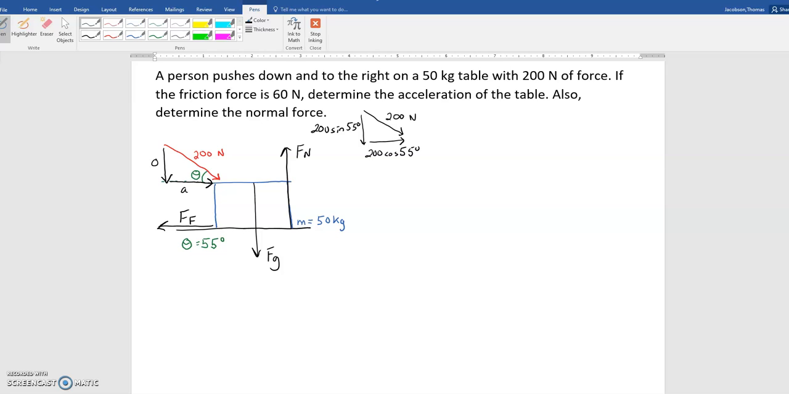And this is going to be 200 sine of 55 degrees. So if we go to our calculator and make sure we're in degree mode, we can figure out how much of that force is downwards by doing 200 times the sine of 55, and 200 cosine 55 for the horizontal component. Now we want to solve for the normal force and the acceleration, and usually we can do these things in any order.